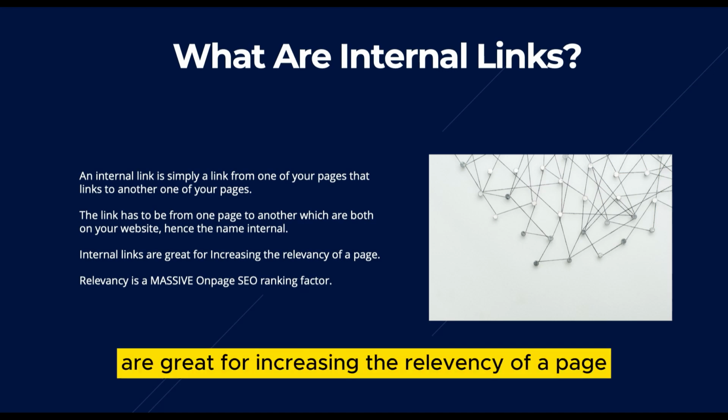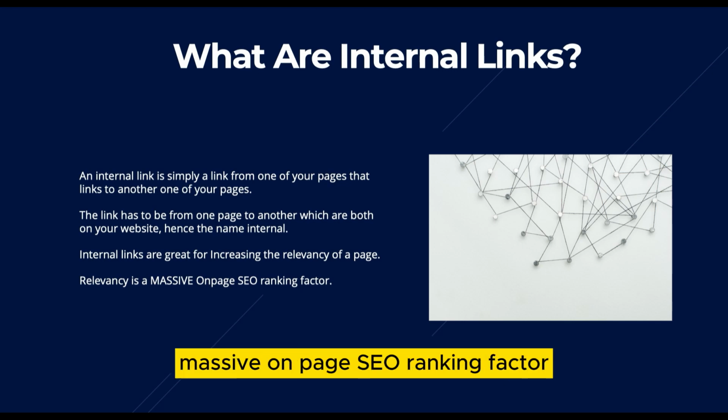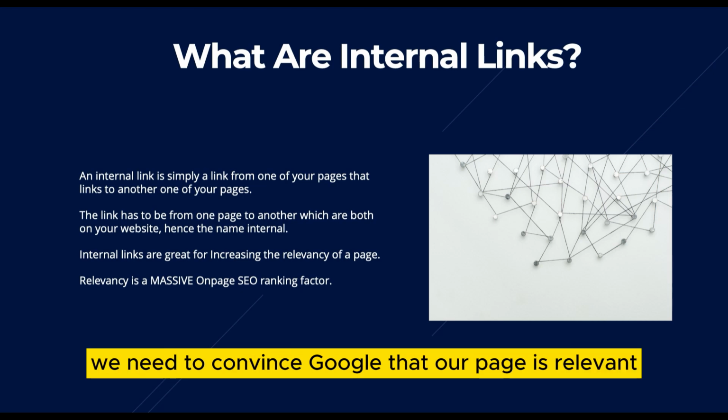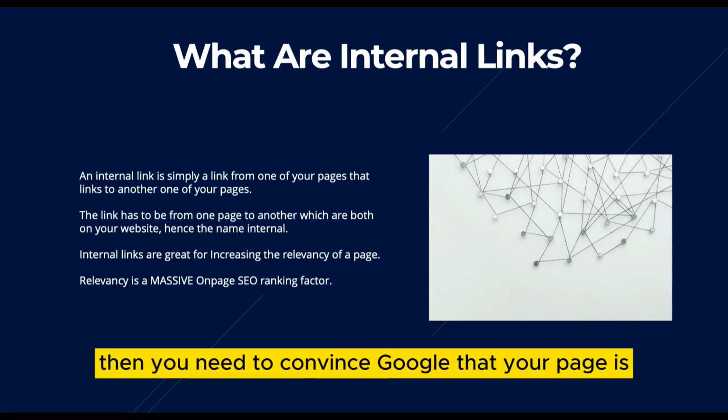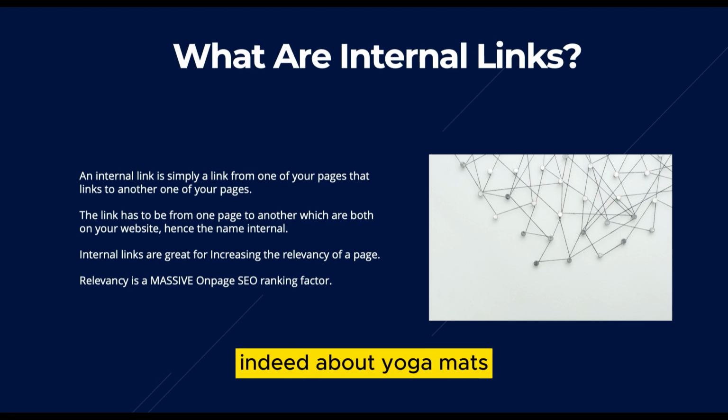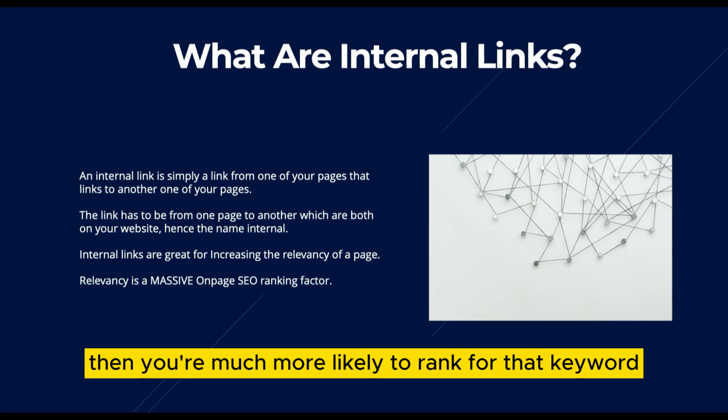Internal links are great for increasing the relevancy of a page, and relevancy is a massive on-page SEO ranking factor. Essentially, to rank high on Google for a keyword, we need to convince Google that our page is relevant to what that person typed in. So if you have a page on your website that is about yoga mats, for example, then you need to convince Google that your page is indeed about yoga mats. If you do this correctly, then you're much more likely to rank for that keyword.